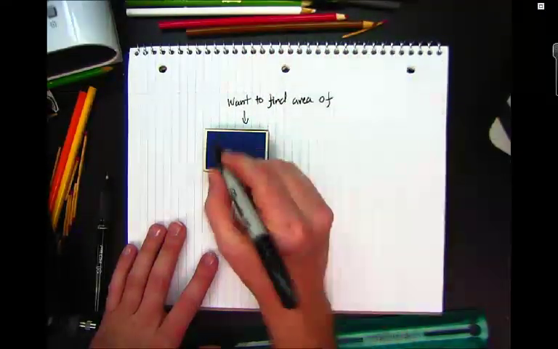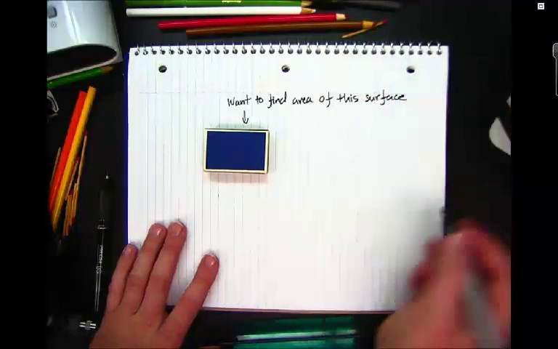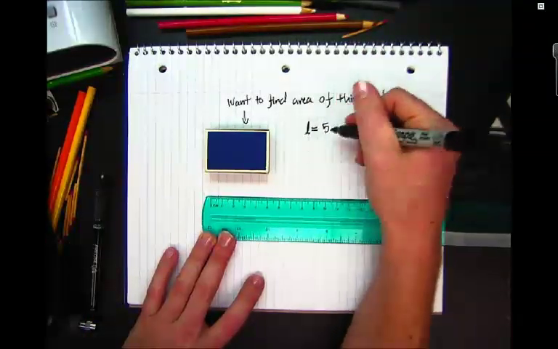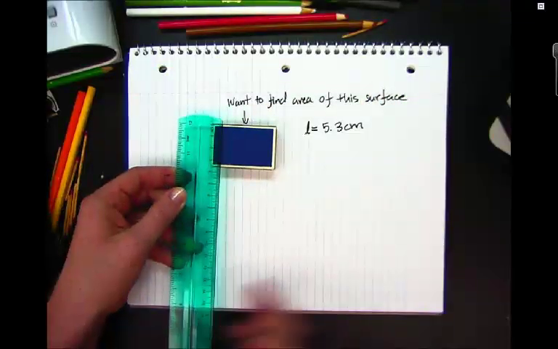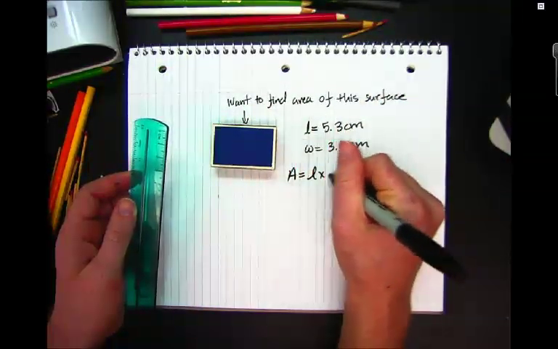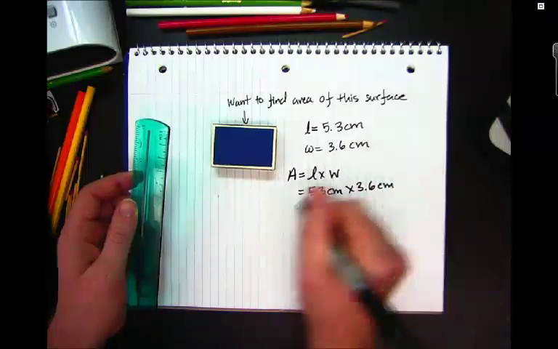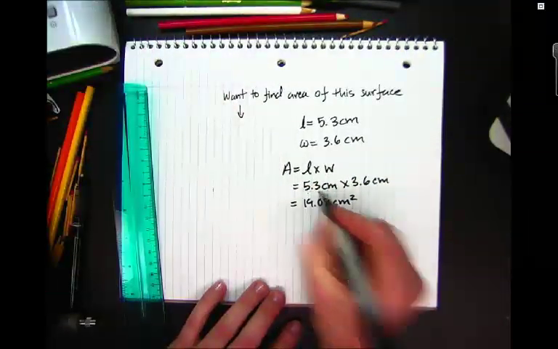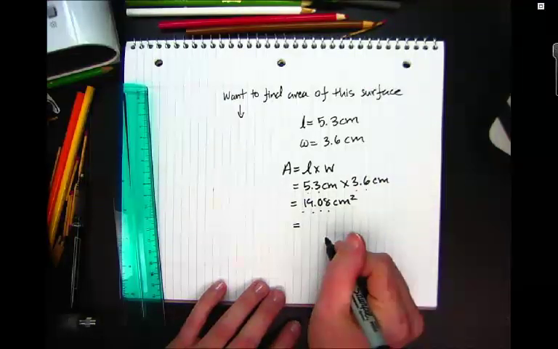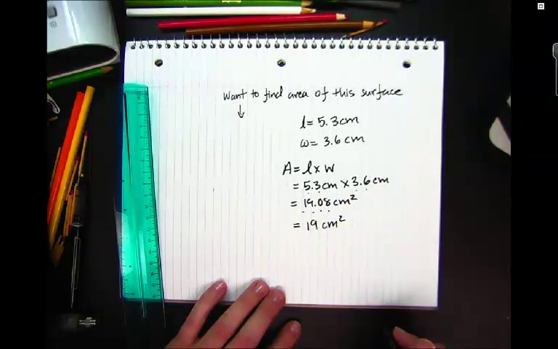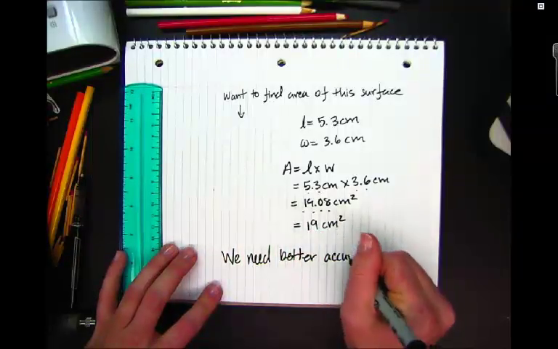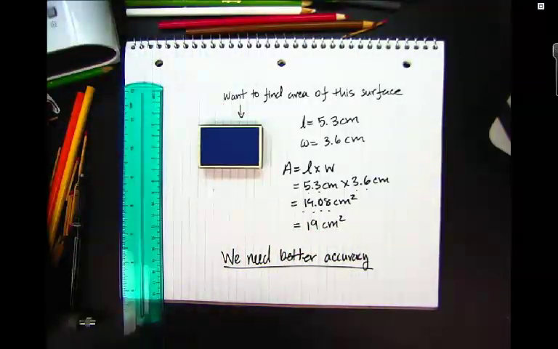So let's say we want to find the area of this surface. We pull out our ruler, we measure the length, we measure the width, and then we plug it into the area formula and multiply to get this awesome number. But just because our calculator gives us this number doesn't mean all of those digits are significant. So when multiplying, we need to remember that our final answer is limited by the number of significant figures in our original data. So instead of getting 19.08, we only get 19 centimeters squared. So we need to get better accuracy.